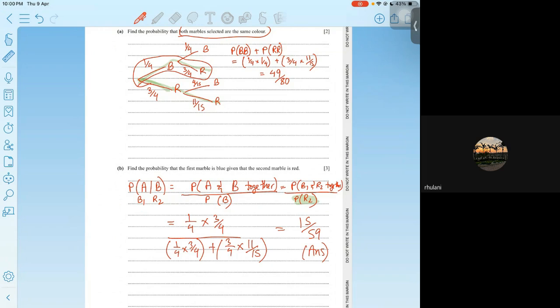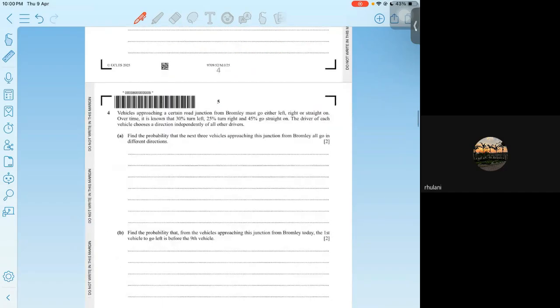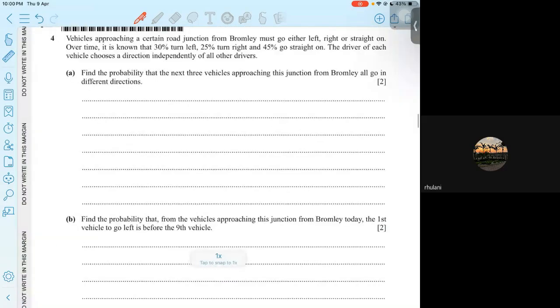Does anyone have any doubts? Or can we move on to the next one? Okay, thank you for your responses. Let's move on to the next one now.